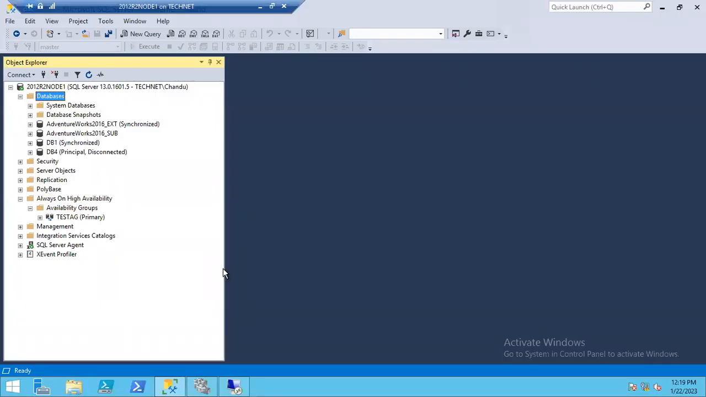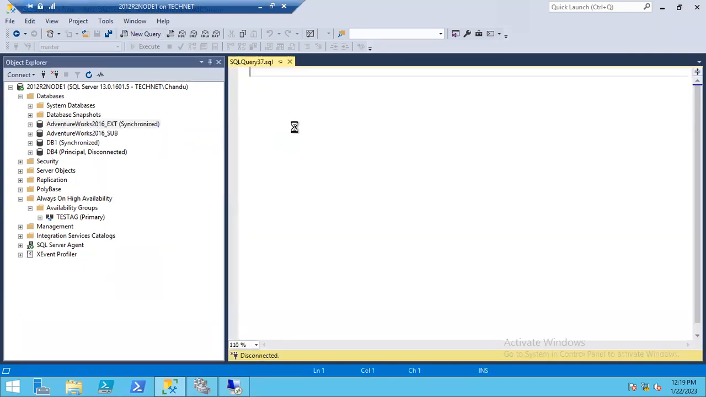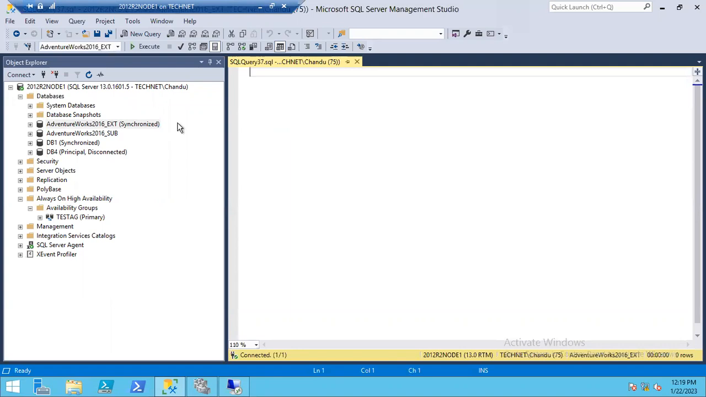So I have two replicas, node 1 and node 2, where I have configured a database and added it to the availability group. Let's consider AdventureWorks 2016, whatever it is. My transaction log file is full for the database. You would definitely be able to see messages like 9002 printed in the SQL error log.